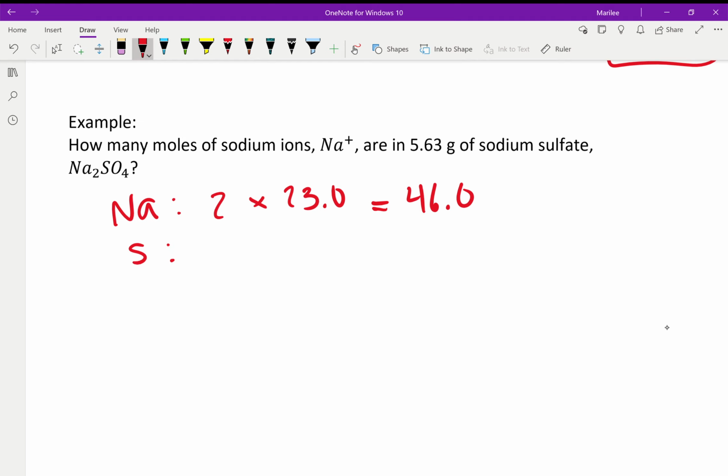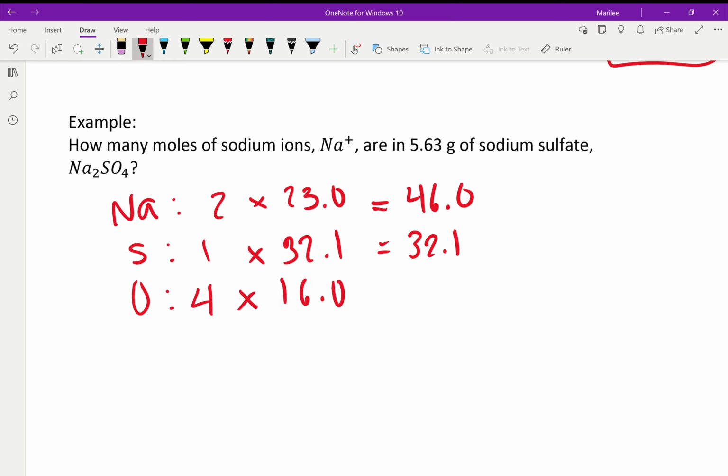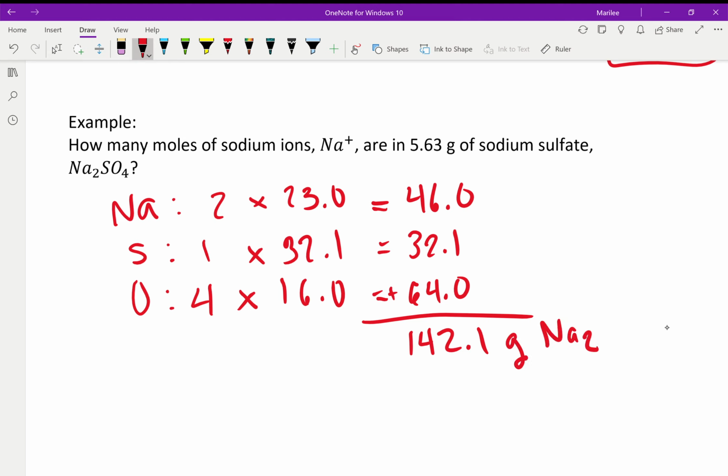How many S's do we have? We have 1 times 32.1, that'll give us 32.1, and then we have the oxygen. How many oxygens do we have? We have 4 oxygen times 16.0, that'll give us 64.0. So when we add all these, we get 142.1 grams of sodium sulfate, Na2SO4, per 1 mole of sodium sulfate.